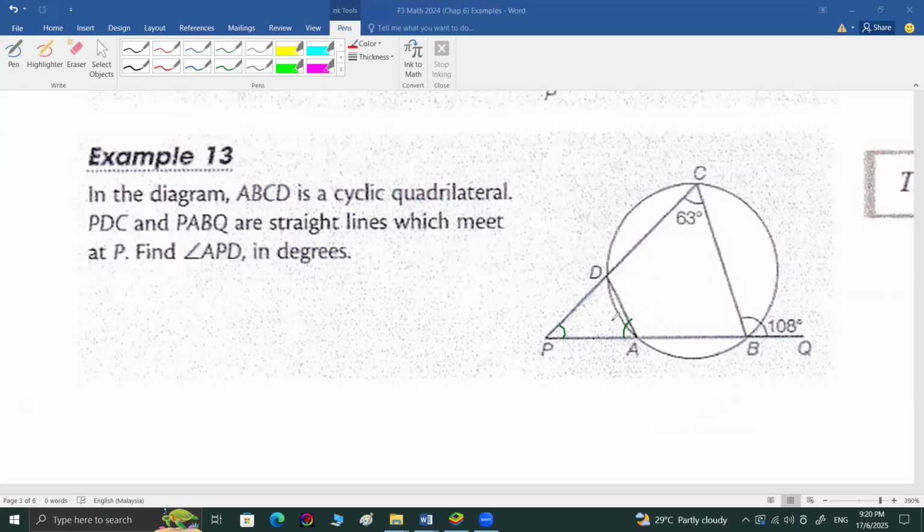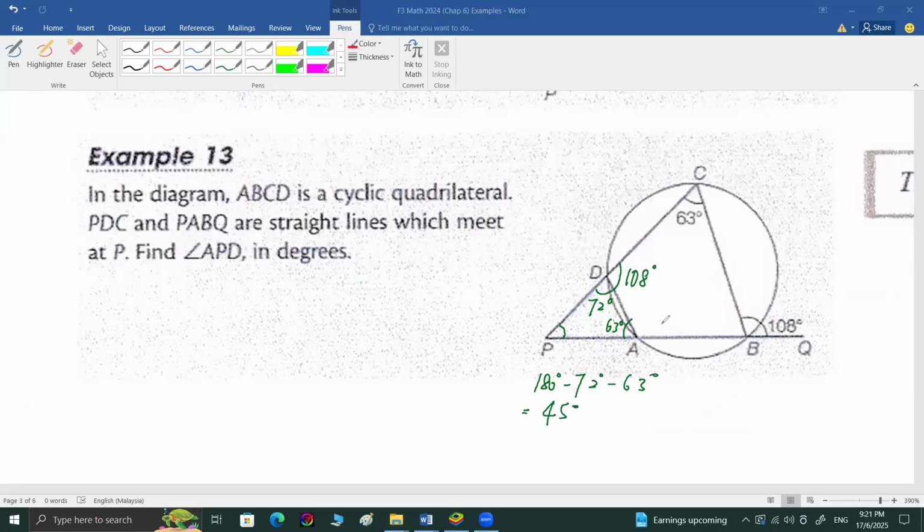Do you get 63 outside here? Cannot. Opposite exterior. And for 108, is it here 108? If here is 108, what do you get here? So you get 72, right? How to get this angle? 180 minus 72 minus 63, I get 45.